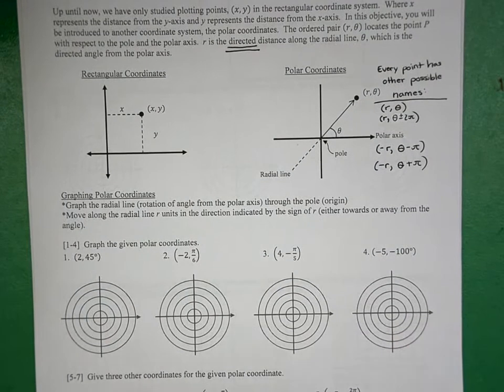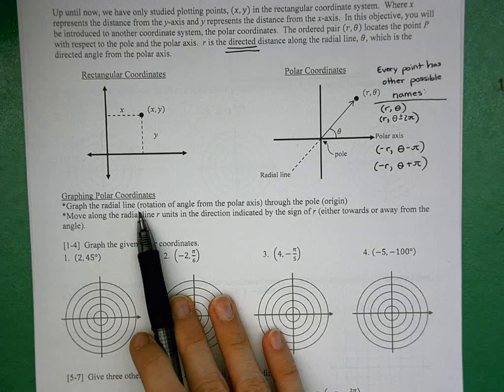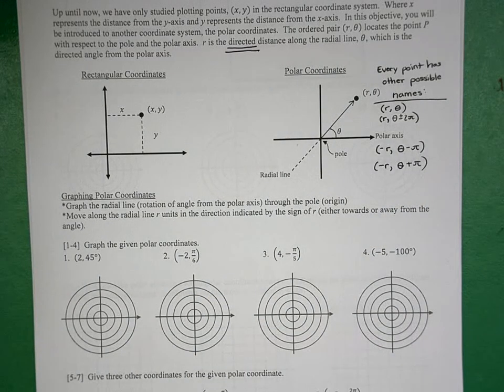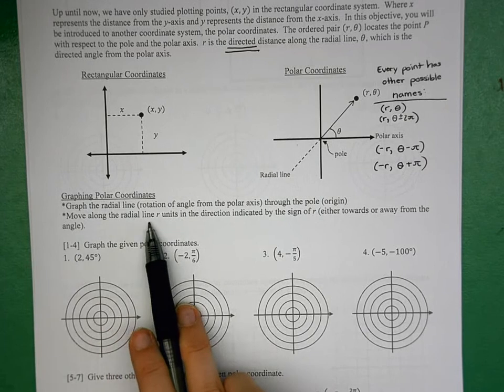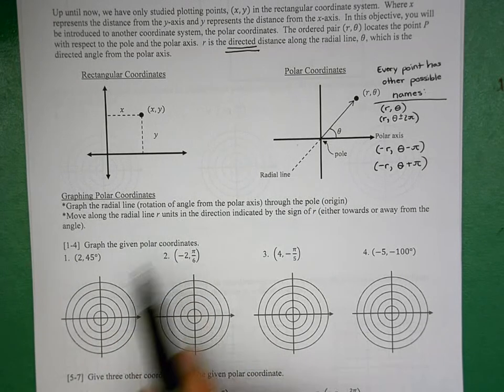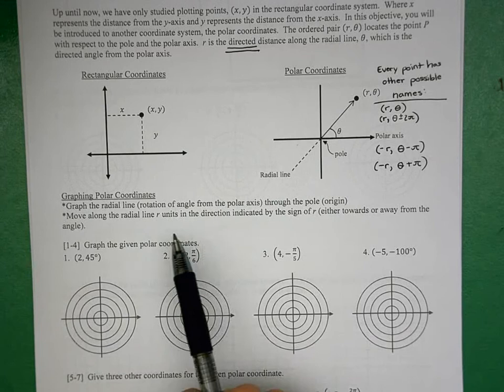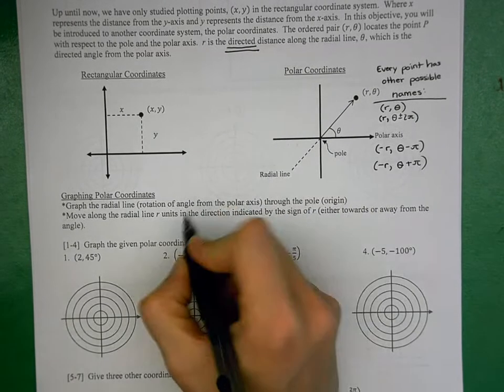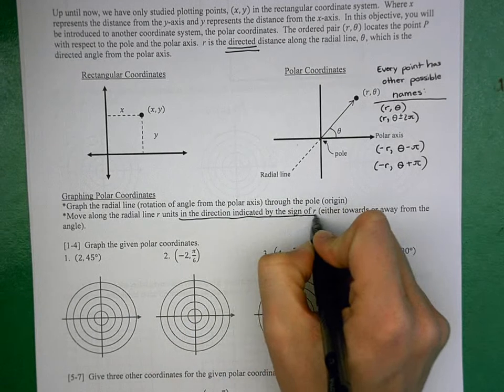Okay, final thing here for graphing polar coordinates, and I've been referencing this a little bit in my explanation. Again, you're going to see it modeled shortly. When graphing polar coordinates, we start by graphing our radial line, which is the rotation of your angle from your polar axis through the pole. And so you're graphing that angle the same way you have always graphed an angle. You're then going to move along your radial line r units, so 2, 3, 4, whatever the case may be, in the direction indicated by the sign of r. And so this is where that positive/negative idea comes in.